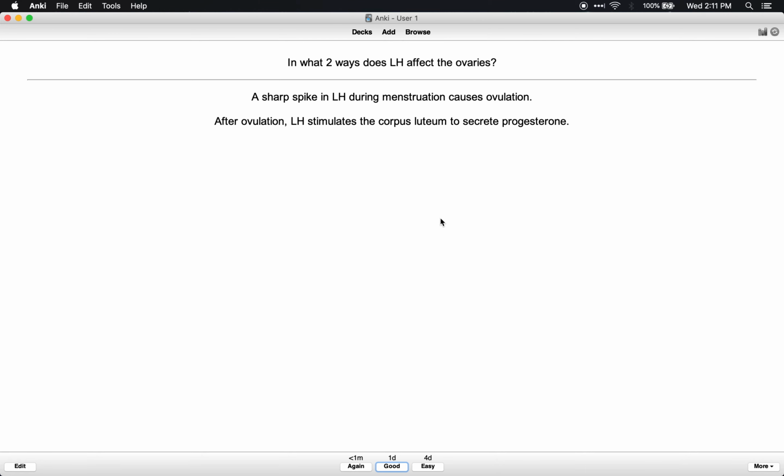LH affects the ovaries. So LH does two things. The first thing is that LH causes the corpus luteum to secrete progesterone, and the LH spike is what also induces ovulation.